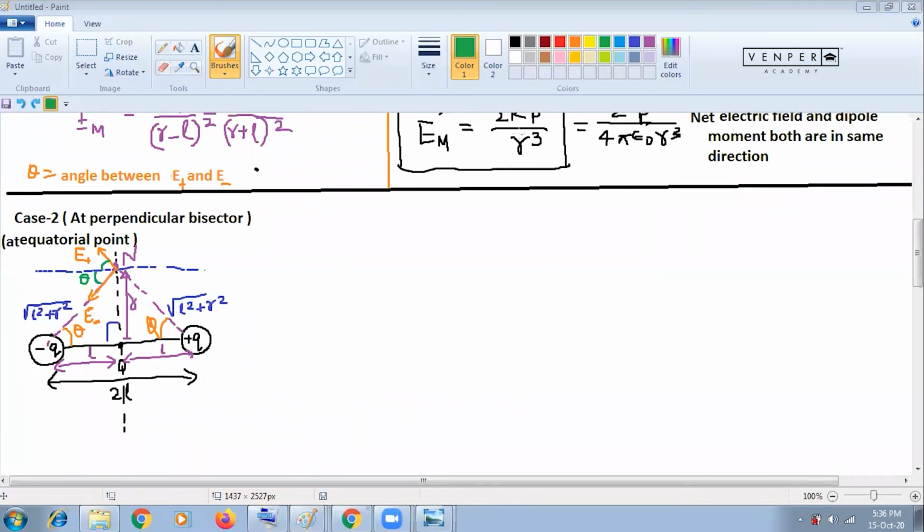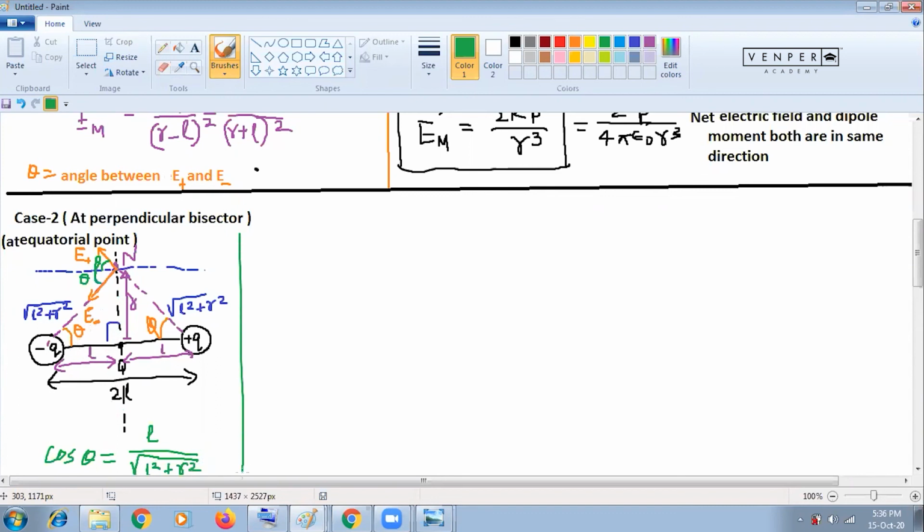Okay. Now see, if you want to write, what is your cos theta? Cos theta is how much in this case? Cos theta equals B by H. So what is B? L is B. So it will come L by root under L square plus R square.